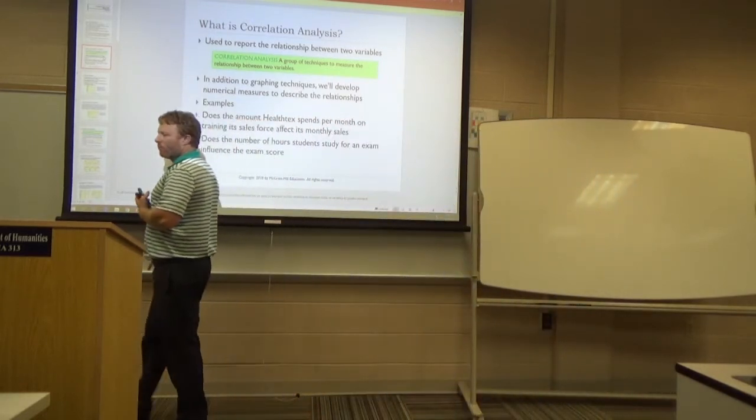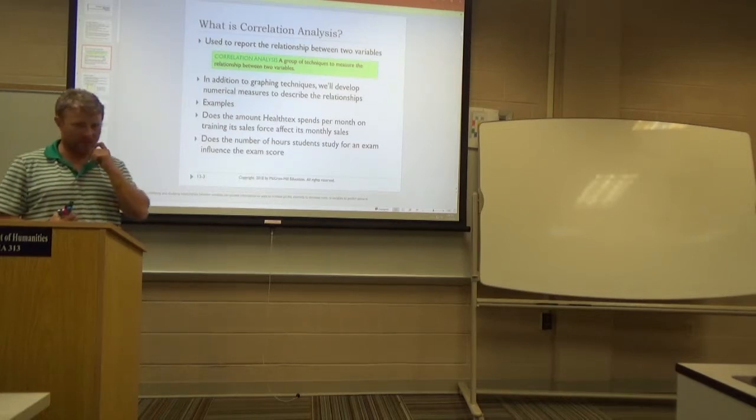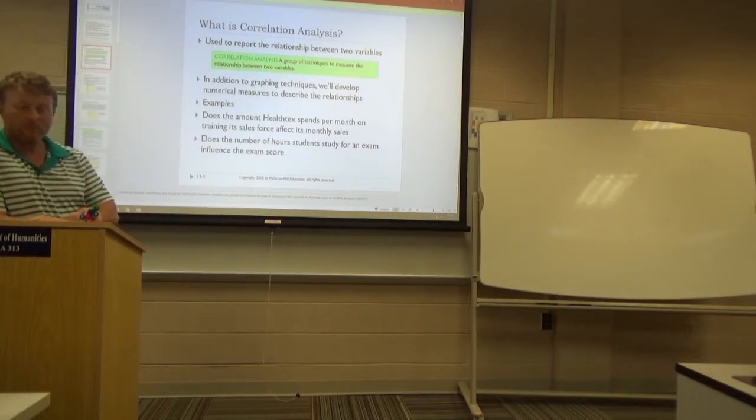So let's look at these examples of problems with two variables. Does the amount Health Tech spends per month on training at Salesforce affect its monthly sales? What are my two variables there? What are the two things I'm wondering about, the two factors that I can change, where one factor will change the other? Amount spent on training versus your monthly sales.